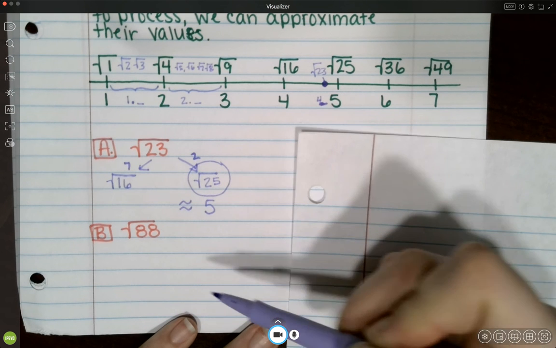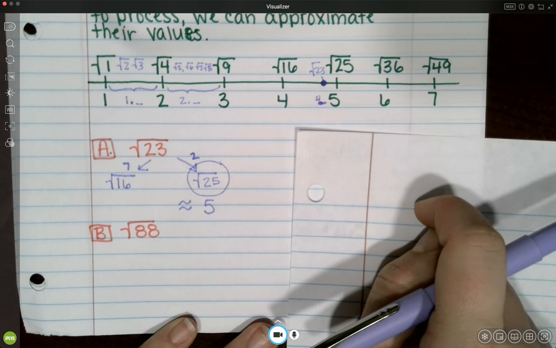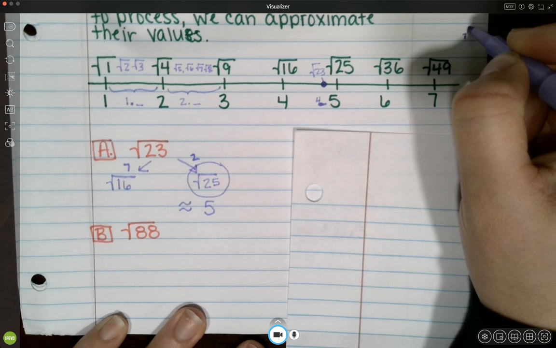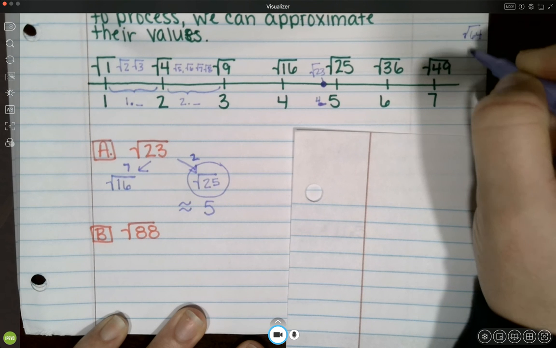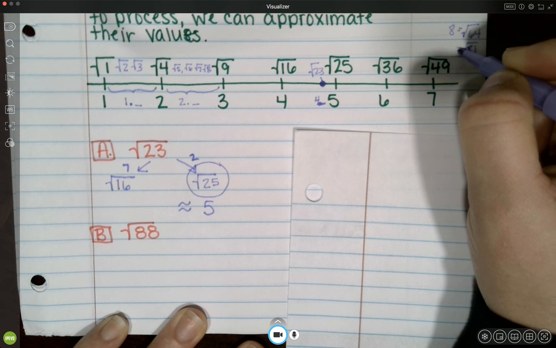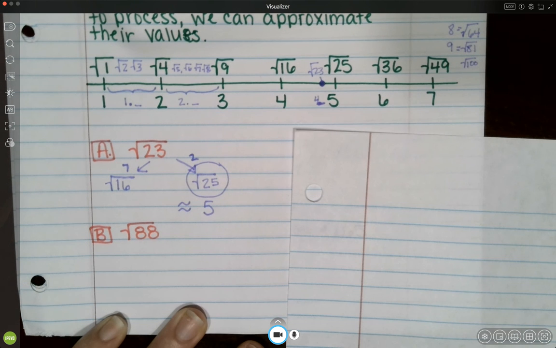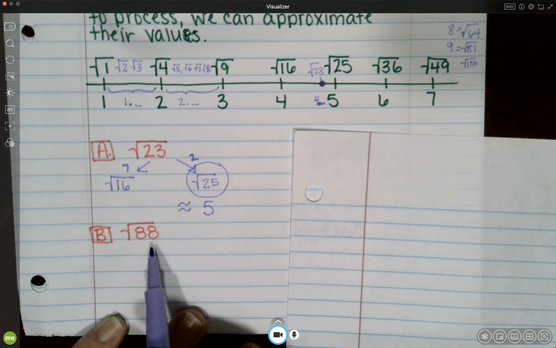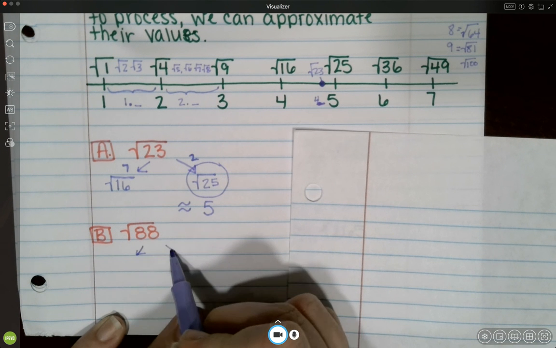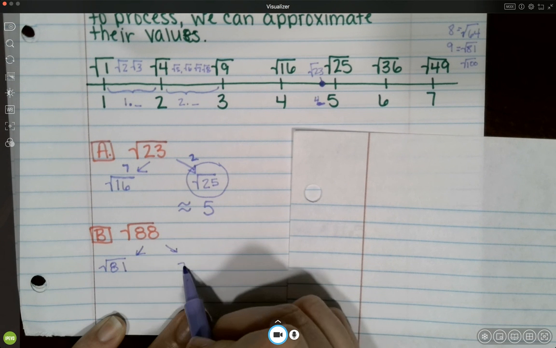We have the square root of 88. Now notice my number line ended at 49. So we kind of got to continue our number line here. So from here, we would have the square root of 64. So that's 8 times 8. We have the square root of 81, because that's 9 times 9. We have the square root of 100, which is 10 times 10. So where would 88 fall? Well, 88 would fall between the square root of 81 and the square root of 100.